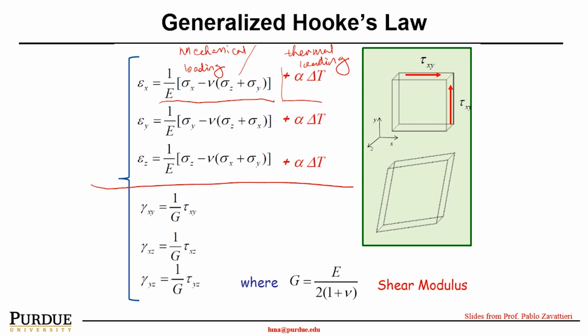Similarly, the shear strain should be equal to 1 over G, where G again is the shear modulus, times tau xy. So the shear strain, gamma, can be different in different directions. It depends on the stress applied in different directions. Here, the shear modulus has a relationship with the linear modulus or Young's modulus. The shear modulus equals Young's modulus divided by 2 times 1 plus Poisson's ratio.